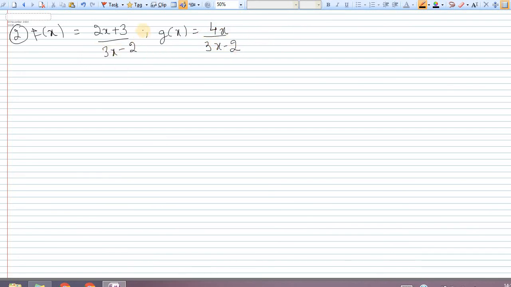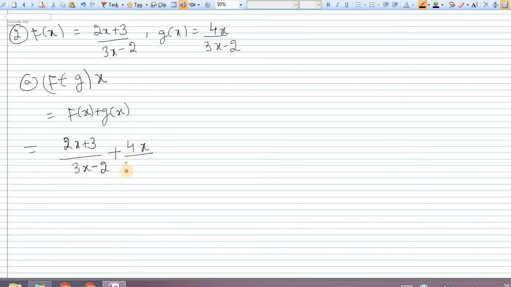So how we will do this is, coming to our first part, that is (f+g)(x). So it would be f(x) + g(x), which is (2x+3)/(3x-2) + 4x/(3x-2). Now we will take the LCM, so it would be 3x-2 completely, and now the numerators will get added. So it would be (6x+3)/(3x-2). So this would be our answer.